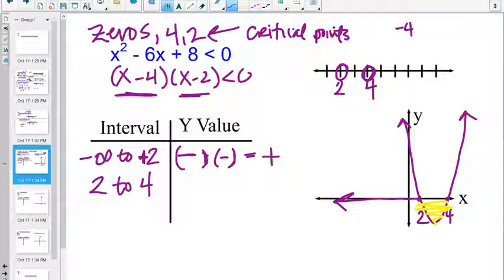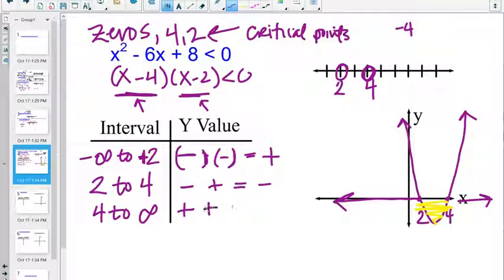So I'm going to pick a number between 2 and 4. I'm going to pick 3. That's an easy one. 3 minus 4 is a negative number. So again, I'm back up here. And then I'm going to plug in here again. 3 minus 2 is a positive number. So if you have a negative times a positive, you get a negative. And that's kind of what we predicted over here. And then the other end is anything this way. If I pick 4 to positive infinity, I don't know, maybe pick 10. You can pick whatever you want. 10 minus 4 is a positive number, and 10 minus 2 is a positive number.